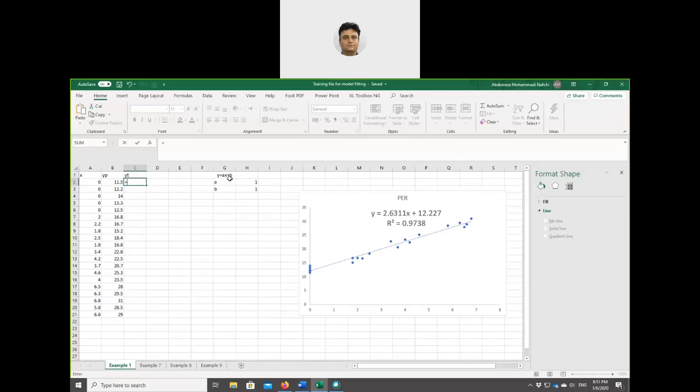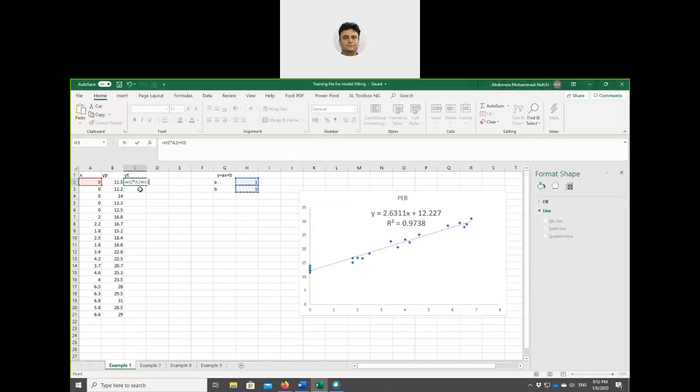It's equal to this cell, equal to what? Yt is ax. This is a, multiplied by x. This is x, plus b. This is b. You can see H2 multiplied by A2 plus H3. This is the amount of theoretical data based on our first guess. We guess A is 1, B also 1.